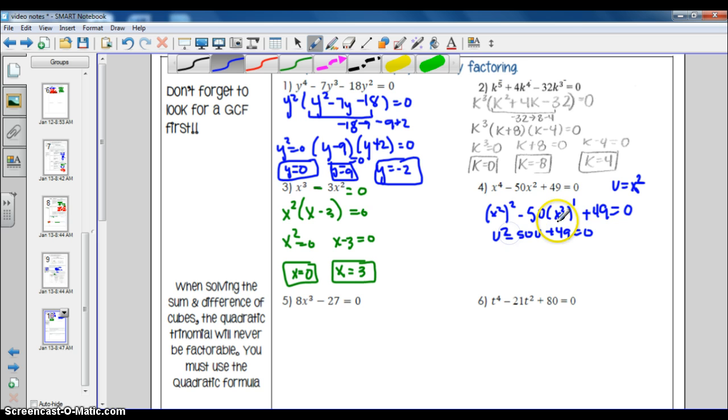The reason we're using u on this one is because there's no greatest common factor to pull out of there, and we can't just factor when it's to the fourth the way that we would a quadratic. We've got to use that u method. So let's go ahead and factor this now that it's squared. So it's u. What are the factors of 49 that add to get negative 50? Well, that would be negative 49 and negative 1.